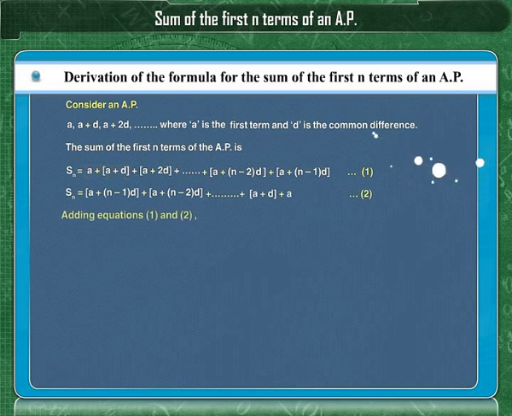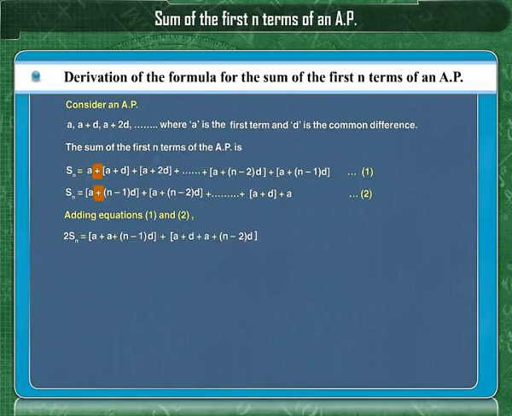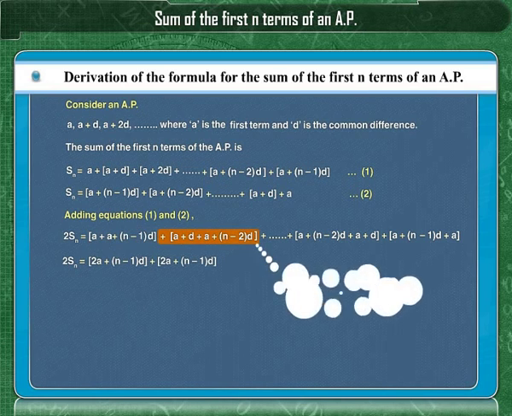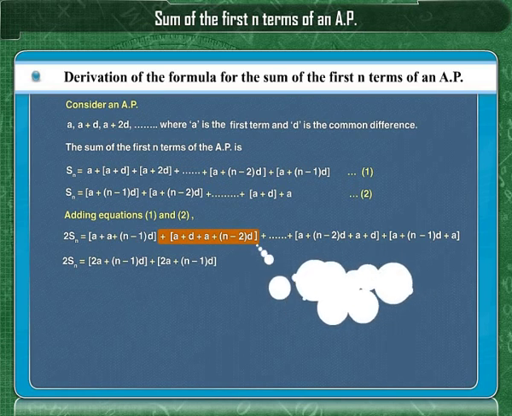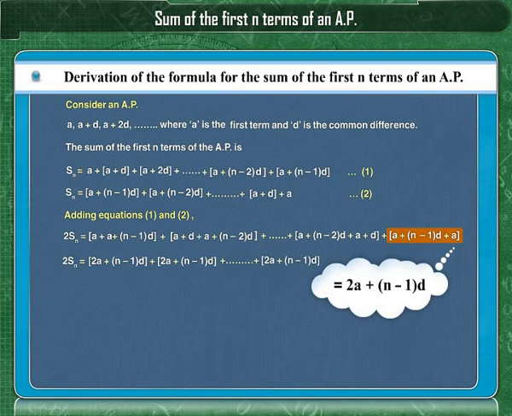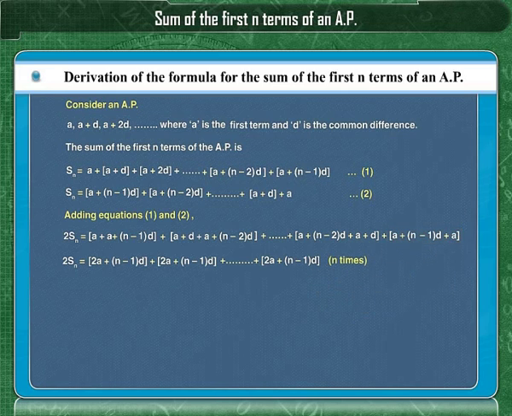plus A. Adding both the equations, we get 2Sn is A plus n minus 1 into D plus A plus D plus A plus n minus 2 into D and so on up till plus A plus n minus 2 into D plus A plus D plus A plus n minus 1 into D plus A. Therefore, 2Sn is 2A plus n minus 1 into D plus 2A plus n minus 1 into D and so on up till plus 2A plus n minus 1 into D n times.